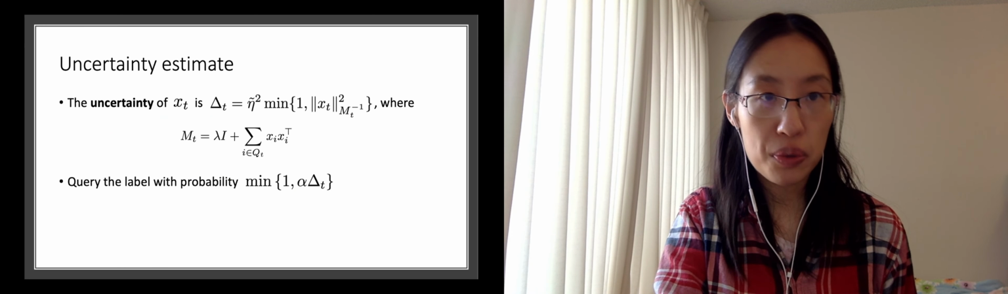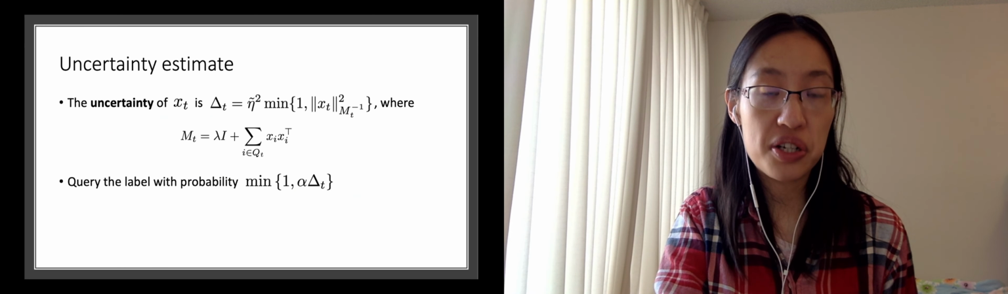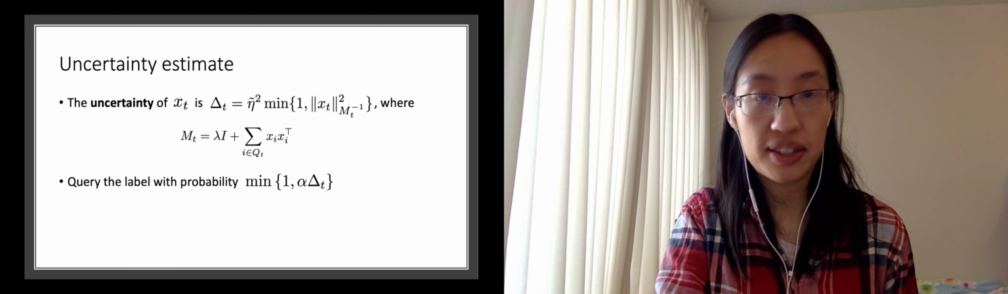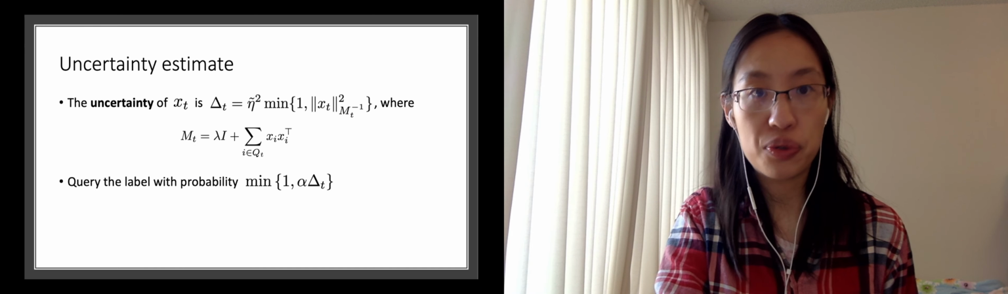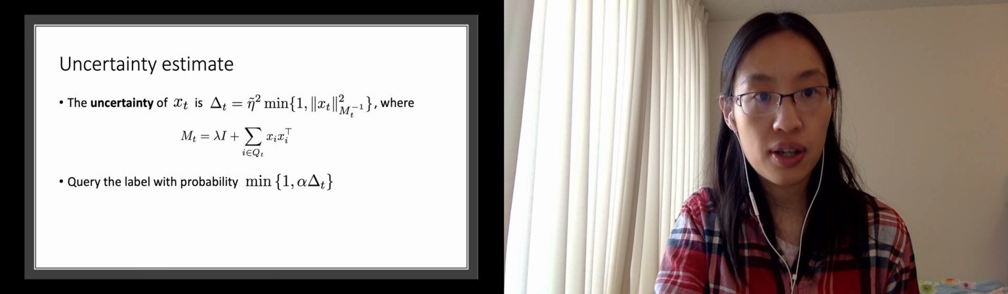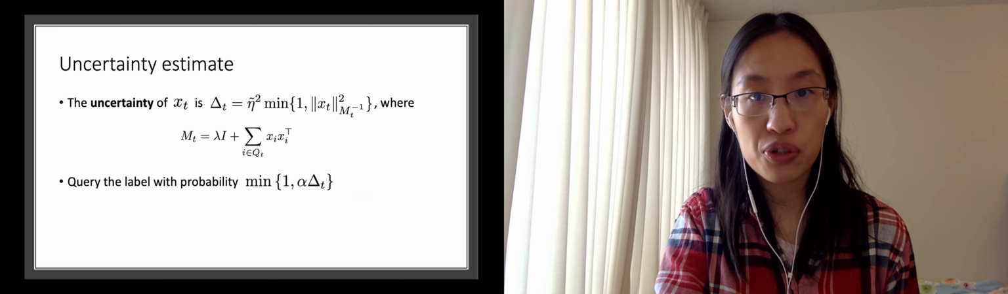The key of our algorithm is building an uncertainty estimate for unlabeled data xt. We measure it by delta t, which is related to the empirical covariance matrix. We query the label proportional to delta t.